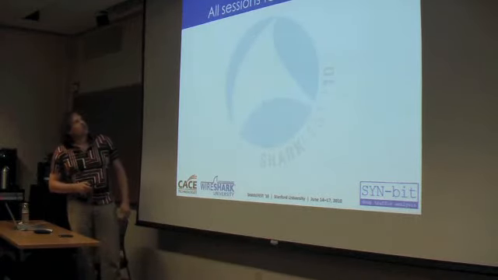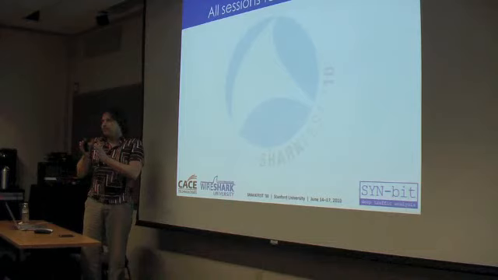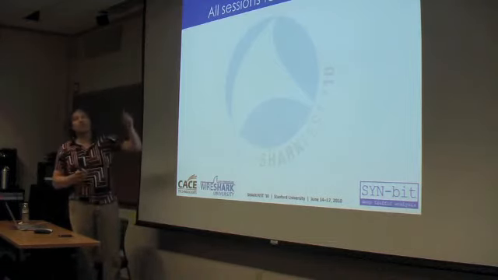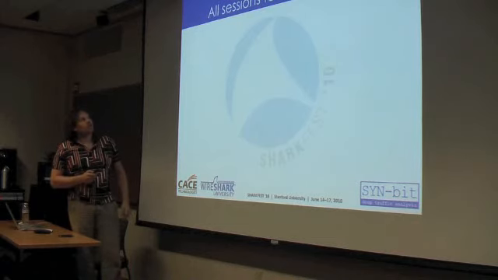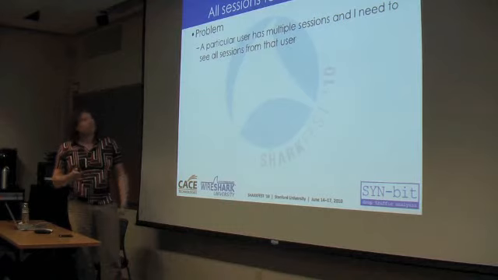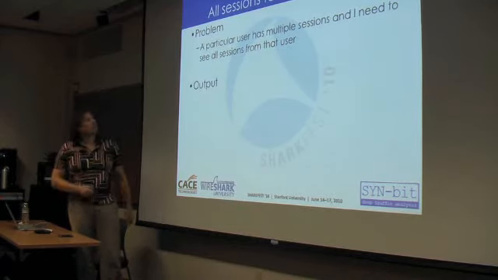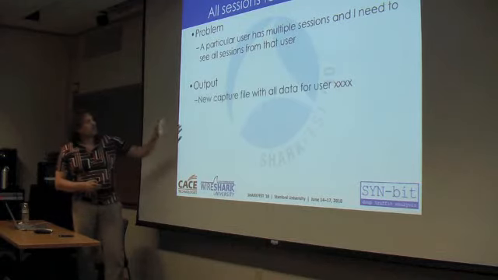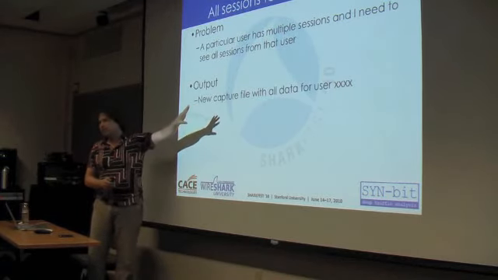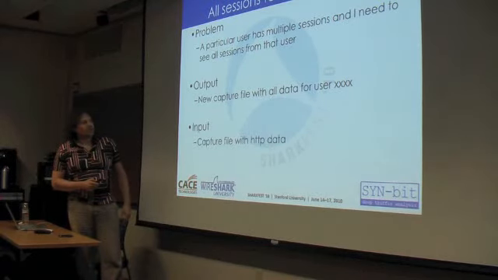So the last example, and then you can do your stuff, is if I don't know yet which cookie was used for this user when the problem appeared, but I know the username. So now I must make a link between the username and the cookies, because there can be two or more sessions from the same user. So I want a new capture file with all data for user XXX. I again have an HTTP file.